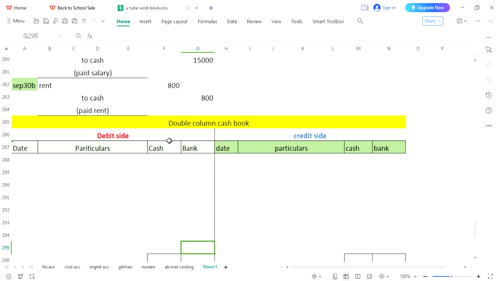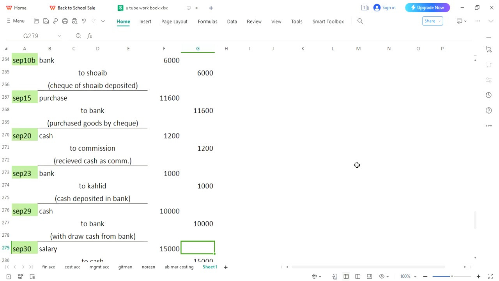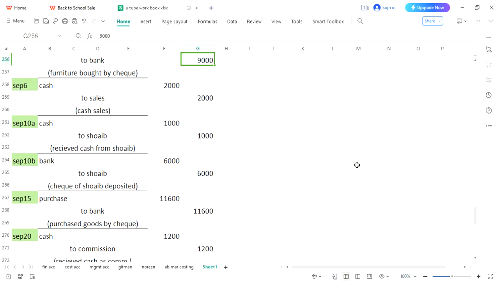As you know, there is a debit side and a credit side. If cash is present in the journal on the debit side, we will post on the debit side of the cash book. If cash is credit in the journal, you will post cash on the credit side in the cash book. So I am sure that you are already familiar with this procedure and you will understand more when we perform it. Let's start.